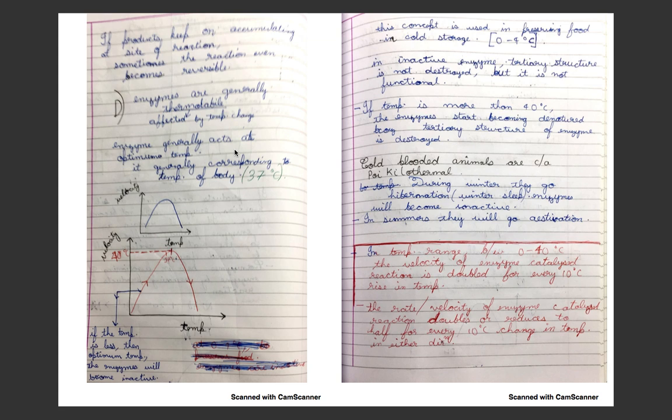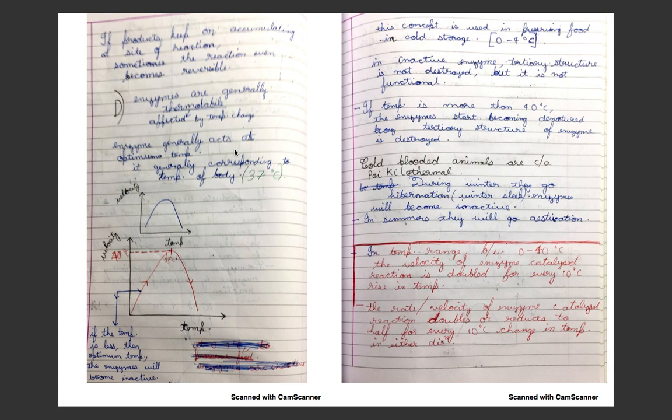The more the temperature, the more the velocity increases. But again, after some temperature, that is anything less or more than 37 to 40, the enzymes are not very effective. This concept is used in the preservation of food in cold storage, that is 0 to 4 degrees Celsius. Of course, here the enzymes will be very inactive, and the tertiary structure is not destroyed, but it is not functional.